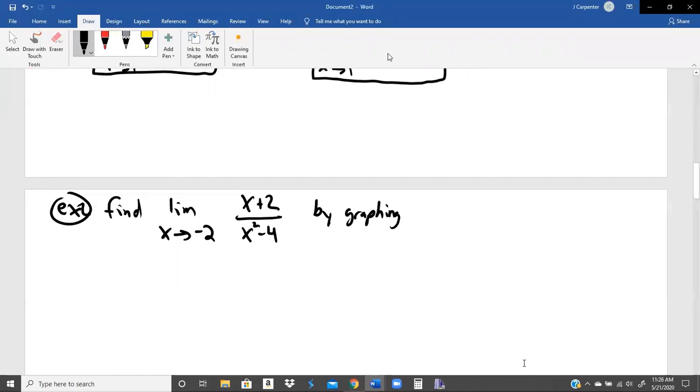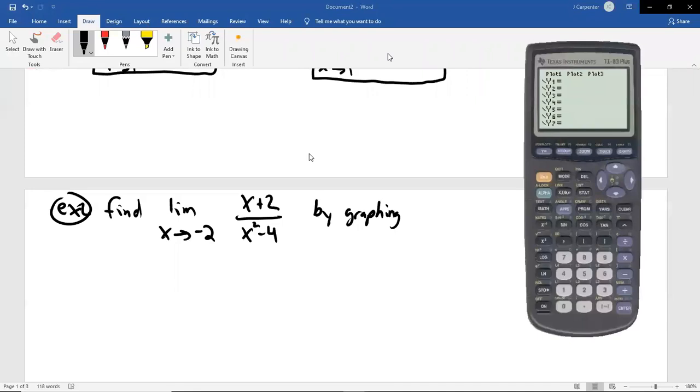So by graphing, let's just pull out a graphing calculator, go to our y equals screen. This is a polynomial with multiple terms in the top and bottom, so parentheses are necessary. (X plus 2), close it, divided by other parentheses, (X squared minus 4). And I'm going to go ahead and spoil this: we're going to come back to this problem later. And then I can hit graph.